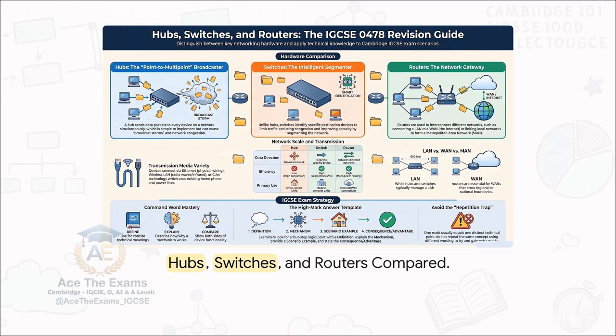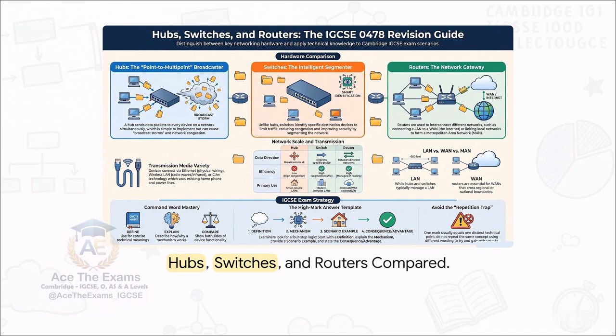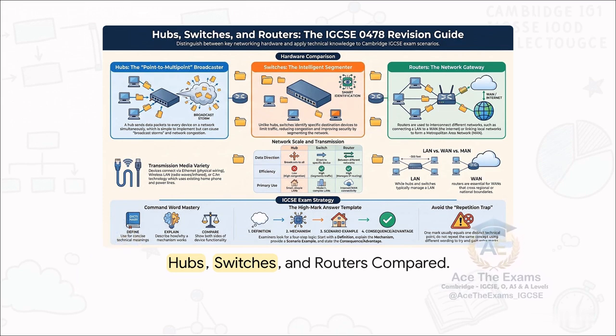Compare that to the switch, our intelligent segmenter. Notice that smart identification icon? A switch actually learns MAC addresses and sends data only to the specific device that needs it. It vastly improves efficiency. And then we have the router. That is your network gateway. It connects your local area network to the wide area network, aka the internet. To secure those top marks, you absolutely must compare these devices using these distinct operational mechanisms.